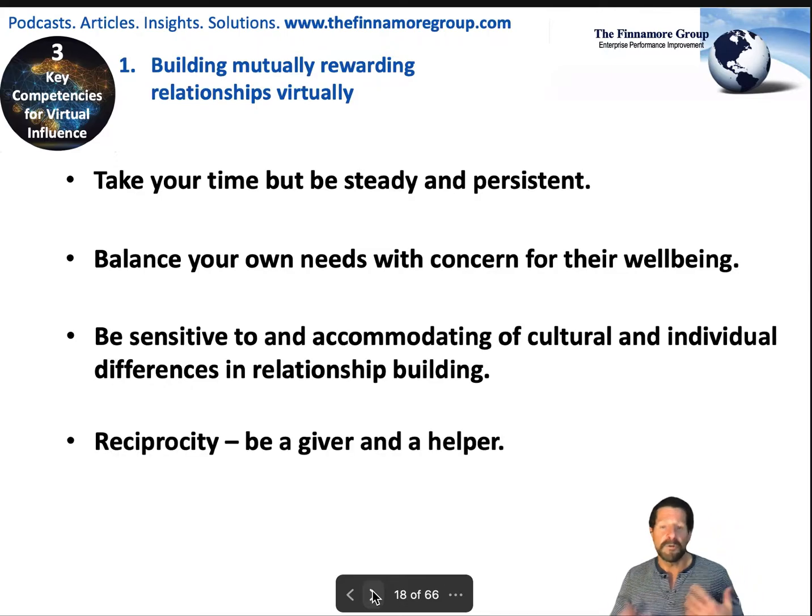Another one is when you're building relationships, be a giver and a helper. Look for ways to help a person, to support them within some objective they have, connecting with another person, giving them a reference or a website to help them get information they need. Reciprocity is important, the give and take in a good relationship. So be a giver and a helper. It'll come back to you.